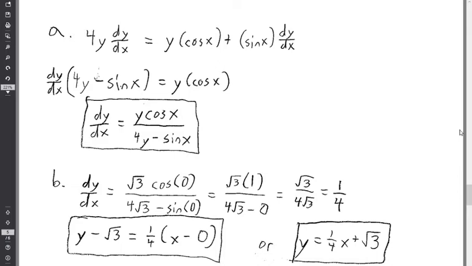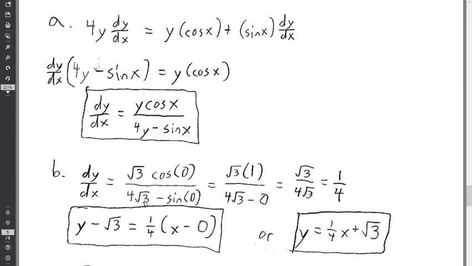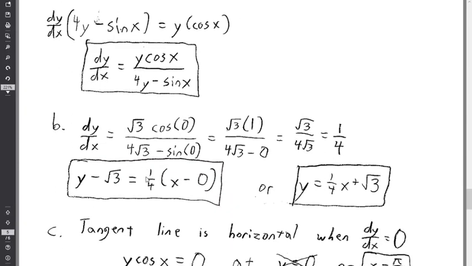Part C. In part C, they asked you to find where the tangent line is horizontal. So the tangent line is horizontal where dy dx is 0, because a horizontal line has a slope of 0. So we need to figure out where the derivative is 0.